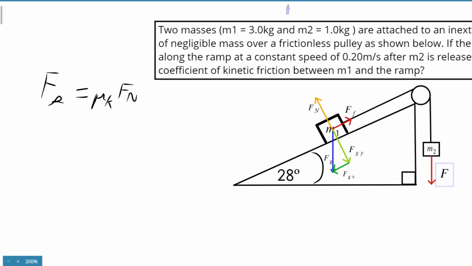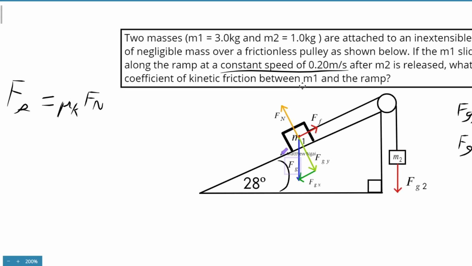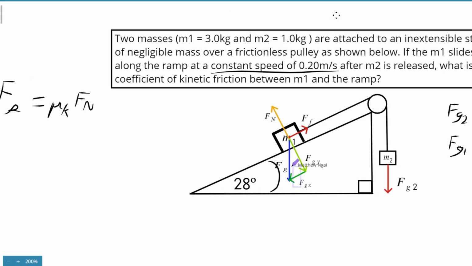And let's look back at the question. M1 is sliding along the ramp at a constant speed of 0.20 meters per second. Constant speed means the forces are at equilibrium. So all the forces have to cancel out. That's important. This is kind of like a trick question. We don't even need this 0.2 meters per second. Don't let that confuse you.